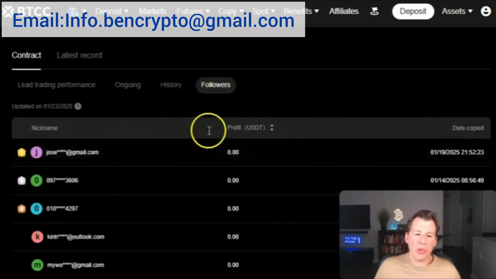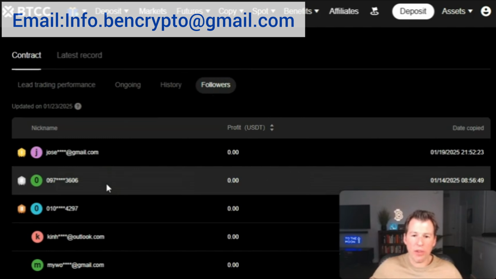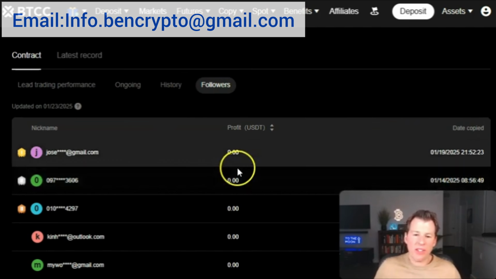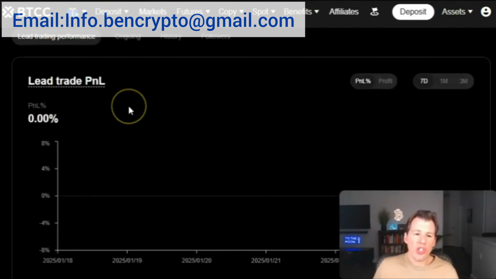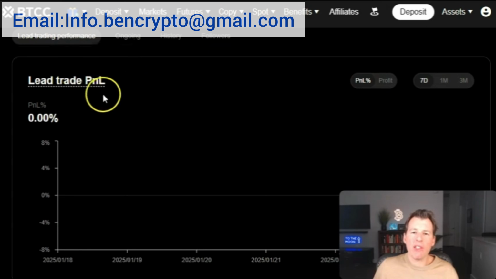This tab here shows all the recent copy traders who have started copy trading him, the date that they started, their profit, etc. Now, this chart here shows Cappy's overall P&L. His profit percentage is separated out by 7-day, 1 month, and 3 months. You can also toggle this chart to show you profit as a P&L percentage or profit as gross profit.